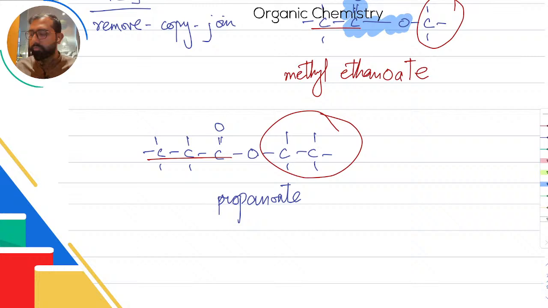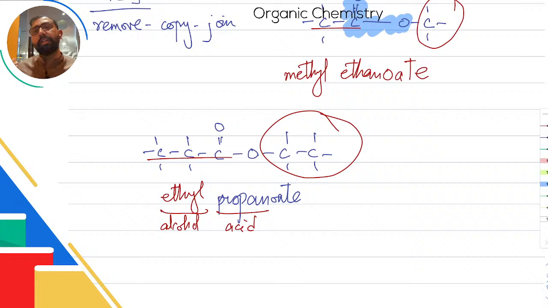And yes, Ryan, you make a very good point. Remember, the branch always comes from alcohol. So this is from the alcohol. This is from the acid. And that's a very easy way of understanding this. Okay, so that's how you name the esters.